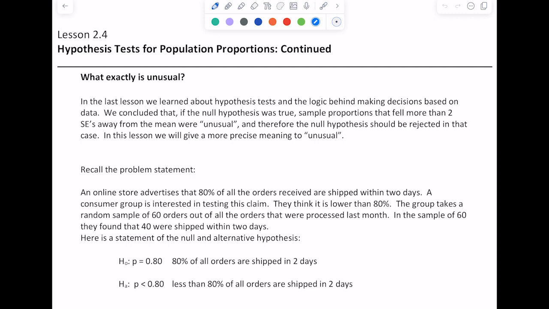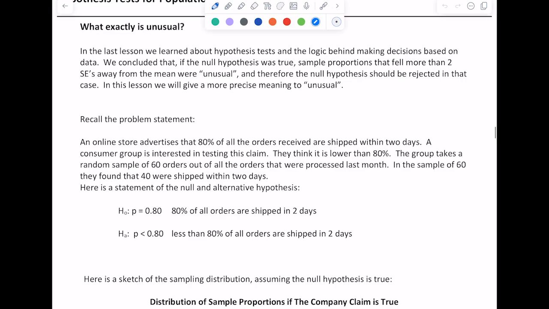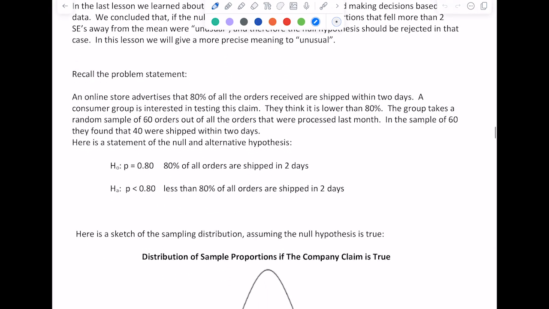being made. So if you'll recall the problem from 2.3, an online store advertises that 80% of all the orders received are shipped within 2 days. A consumer group is interested in testing this claim. They think it is lower than 80%. The group takes a random sample of 60 orders out of all of the orders that were processed last month. And in this sample of 60, they found that 40 were shipped within 2 days.